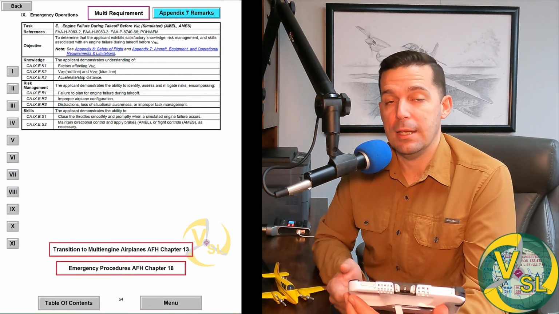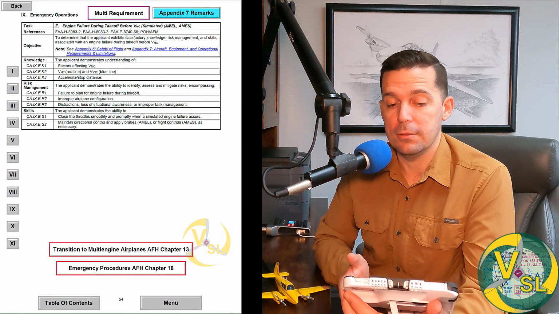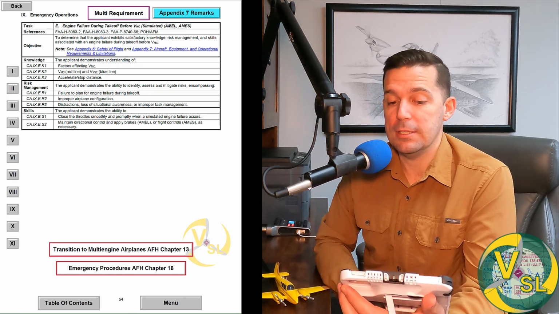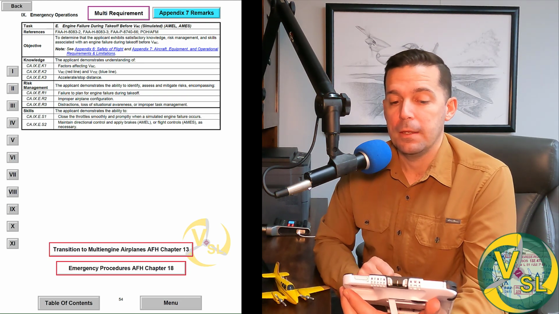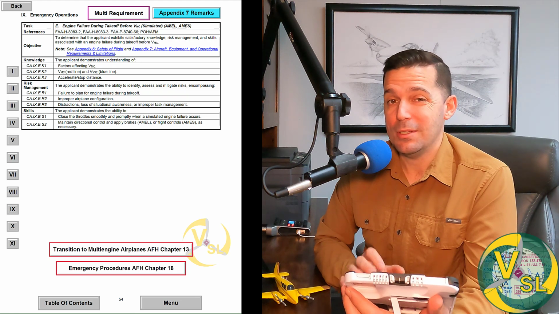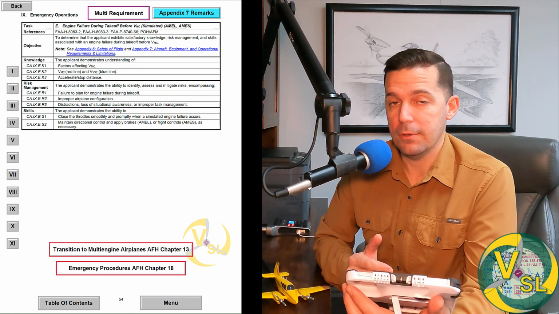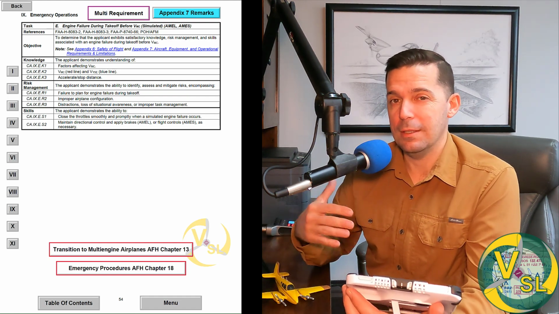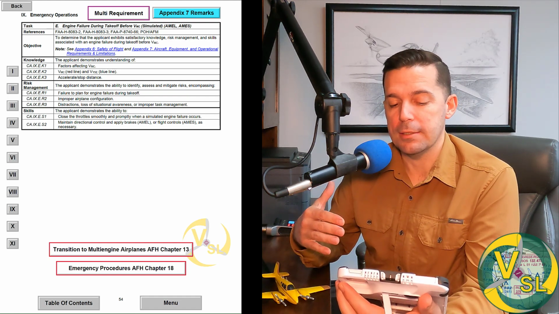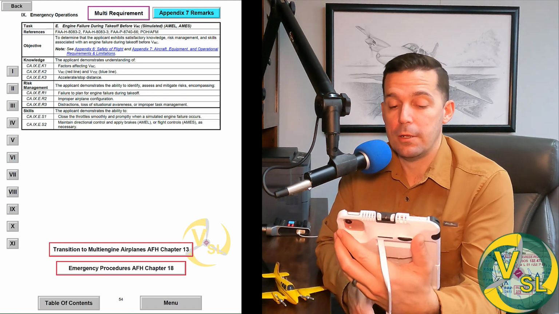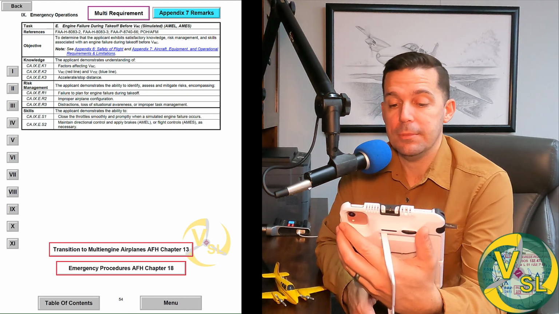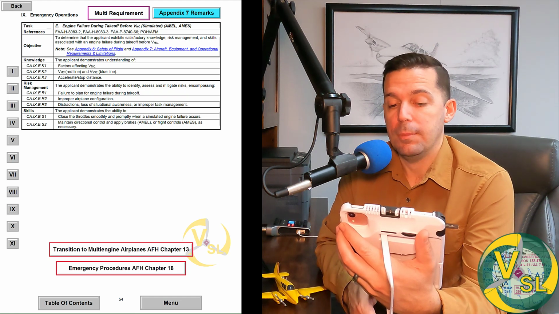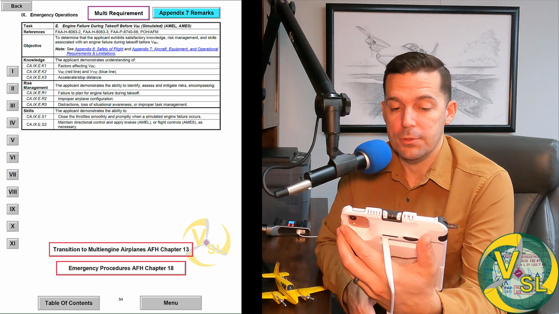In Area of Operation 9, we have 3 tasks that we have to complete. The first one is Task E, engine failure during takeoff before VMC. There are only 2 skills associated with this, so I'm going to read off those 2, per my normal routine. We're going to read off each skill and then go into detail about the whole task. Skill 1: close the throttles smoothly and promptly when a simulated engine failure occurs. Skill 2: maintain directional control and apply brakes or flight controls as necessary.